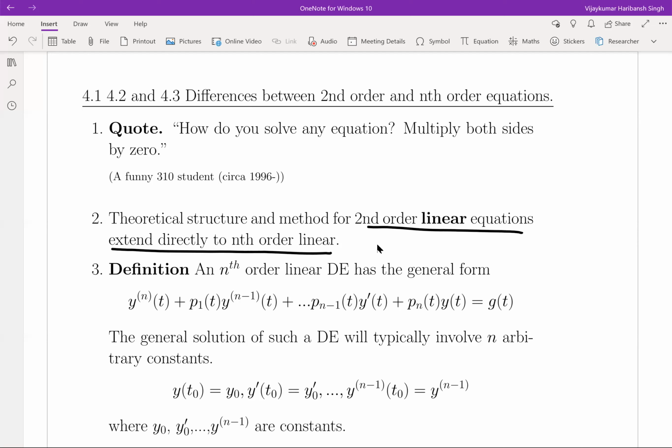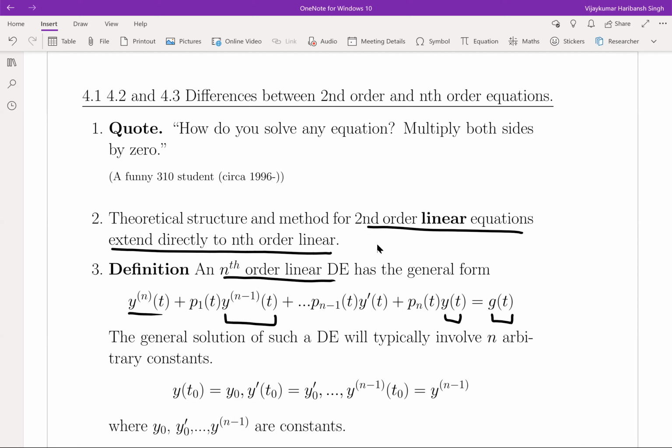So, first of all, what is an nth order linear differential equation? An nth order linear differential equation will have an nth order derivative in it. So you have an nth order derivative, then all the consequent derivatives, the n minus 1 derivative, and so on, all the way until y of t, and that is equal to g of t. So this is called an nth order differential equation.